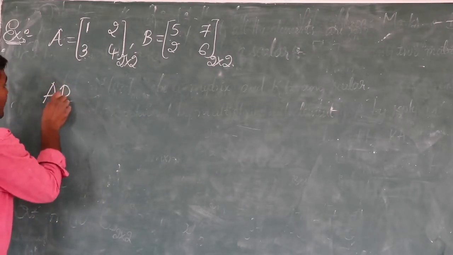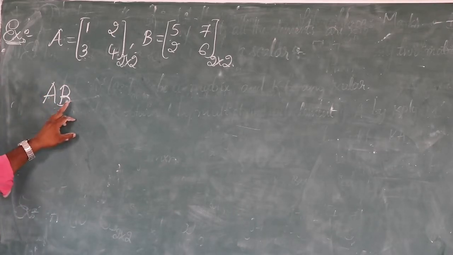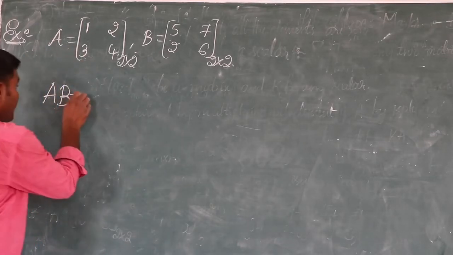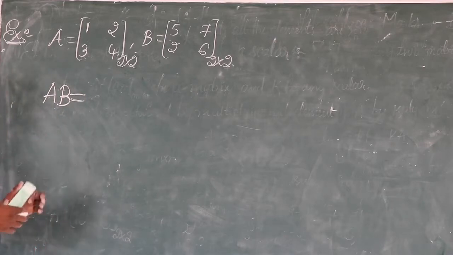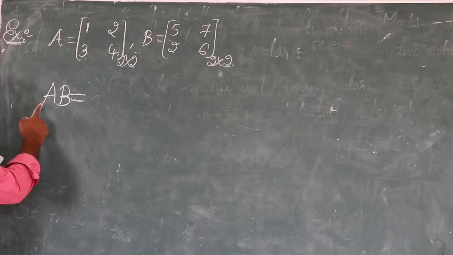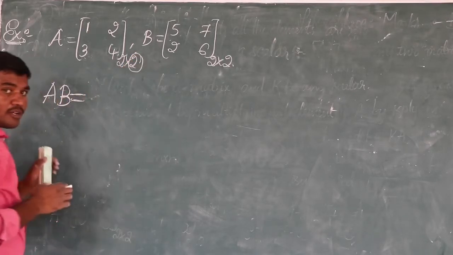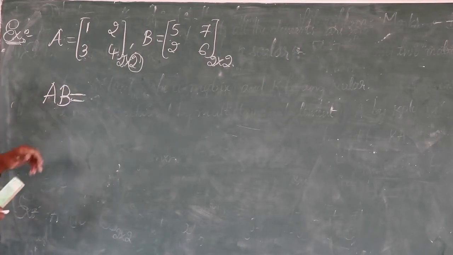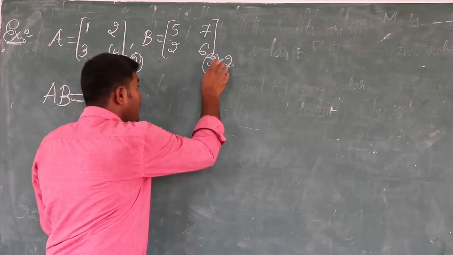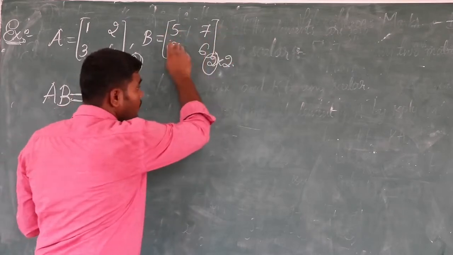As you know, here the matrix A is called pre-multiplier matrix and matrix B is called post-multiplier matrix, right? So now the multiplication rule is number of columns of the matrix A. Number of columns means this one. There are 2 columns in matrix A. That must be equal to number of rows in matrix B. See, in matrix B, there are 2 rows.